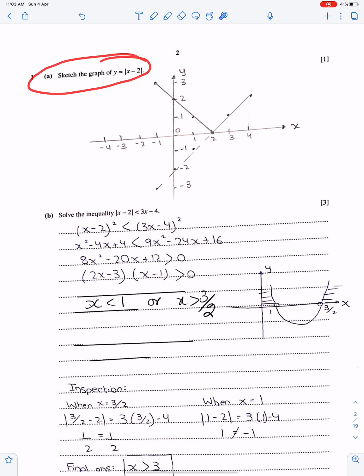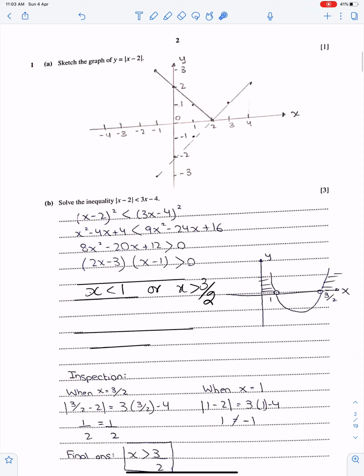Sketch this curve. This is the modulus function, and you all know how to sketch this. You need to sketch this thing first. First sketch this line, and for that you can make a box if you want. It's better to take the intercepts. When x is 0, y is negative 2. When x is 2, then y is 0. So here is the line.